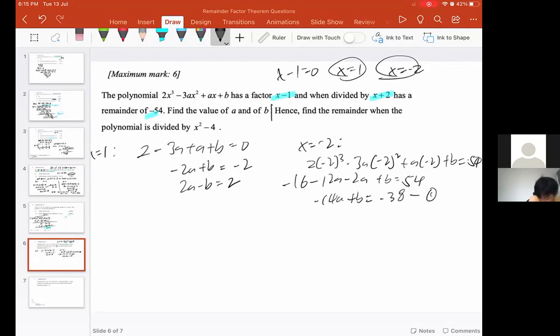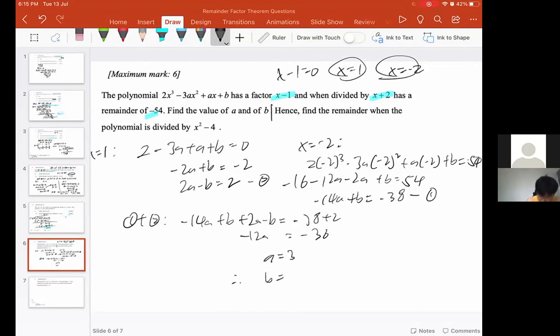If this is 1, this is 2. 1 plus 2 will give us minus 14a plus b plus 2a minus b equals minus 38 plus 2. Minus 36 equals minus 12a. A equals 3. Therefore, b equals, we just do some simple substitution. We get b equals 4.